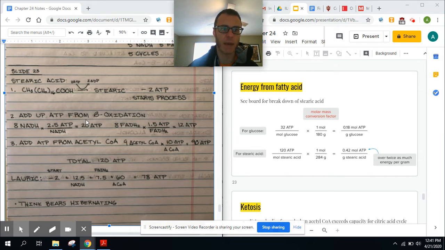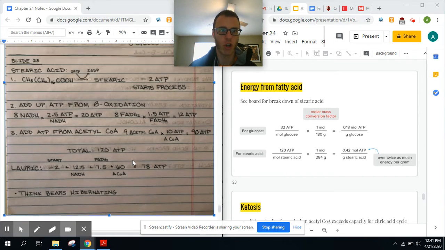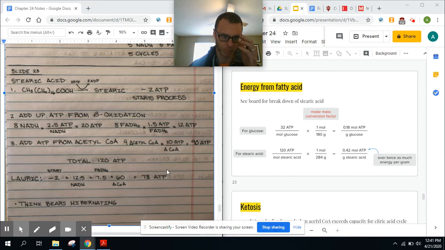Then we add up ATP from beta oxidation. We have 8 NADHs, and there's 2.5 ATP per NADH. We get 20 ATP from there. We get 8 FADH2s, and we get 1.5 ATP from each, so we get 12 here. Add up ATP from acetyl-CoA: we get 9 acetyl-CoAs, and we get 10 ATP from every acetyl-CoA. That's 90. Now we're just going to add it up. -2 plus 20 plus 12 plus 90 gives us 120 ATP from 1 mole of stearic acid.